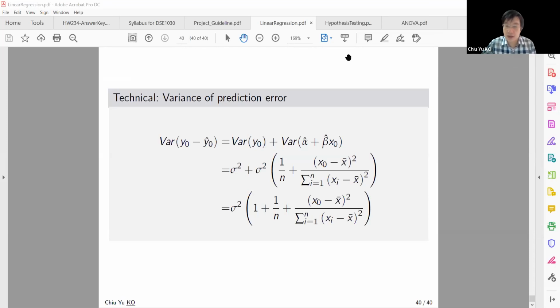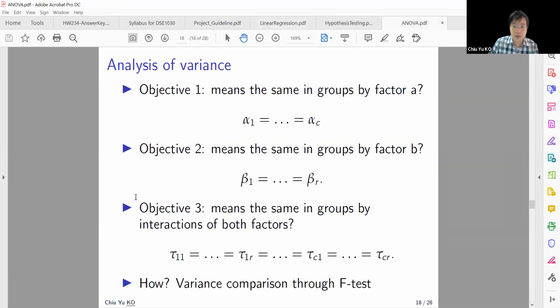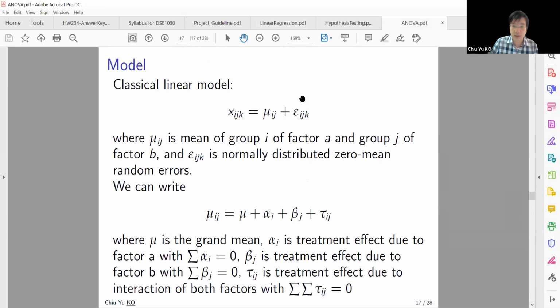Because if every interaction is the same, then it will be absorbed by the constant term. So that will be 0, the same thing. Because the model is like this, if you look at this ANOVA, the model will give you this. If they are the same, they are absorbed in the grand mean.